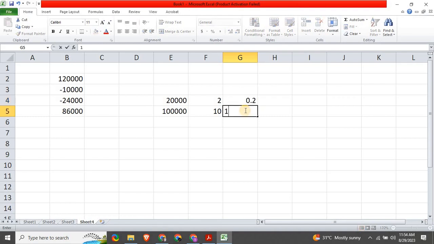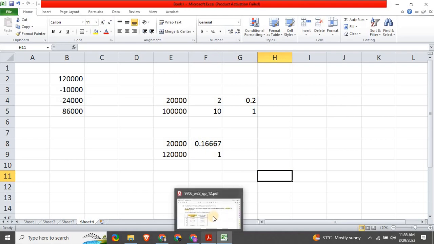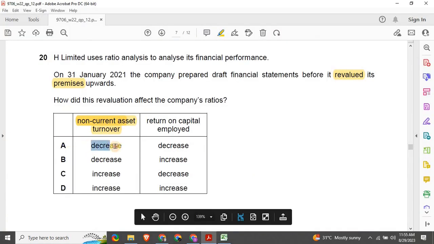to 1. Okay, now if this non-current asset changes, if the non-current asset is increasing upward by, let's say, another 20,000, so 120,000. Now the ratio is this divided by this, and it is coming down to 0.166 is to 1. Okay, do you see that the ratio is decreasing? So we can say it is decreasing. Okay, either option A or option B.